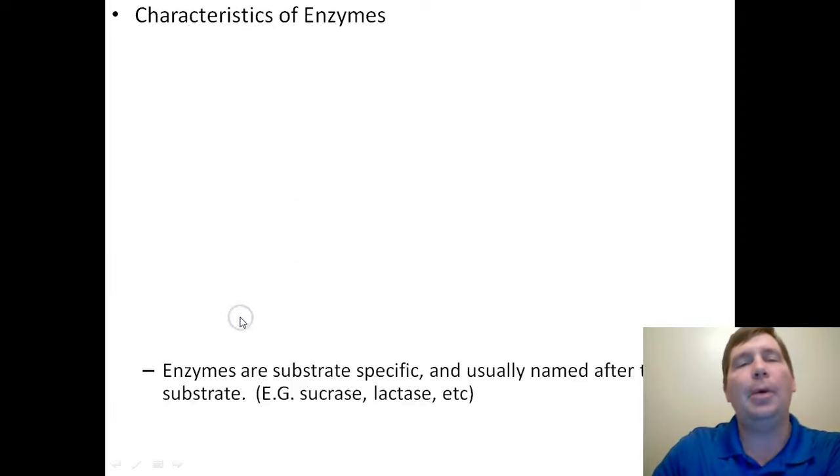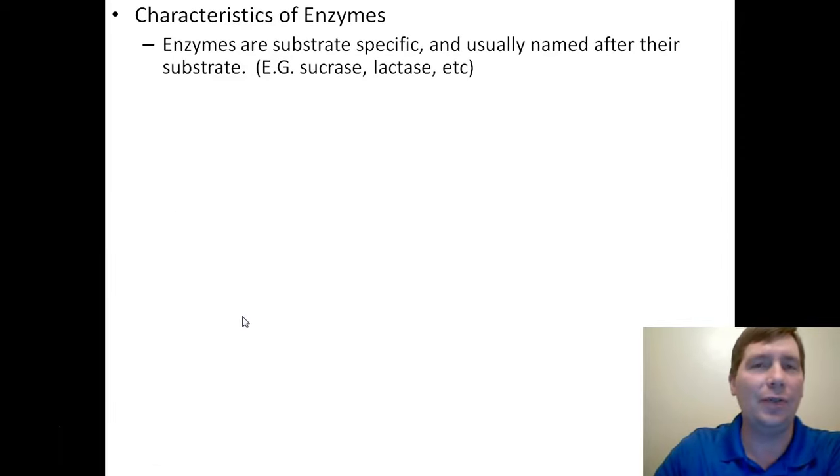Last thing we need to talk about is some characteristics of enzymes. So these are some things that all enzymes have in common. First off, when we name an enzyme, and your body literally has 75,000 different enzymes in it.